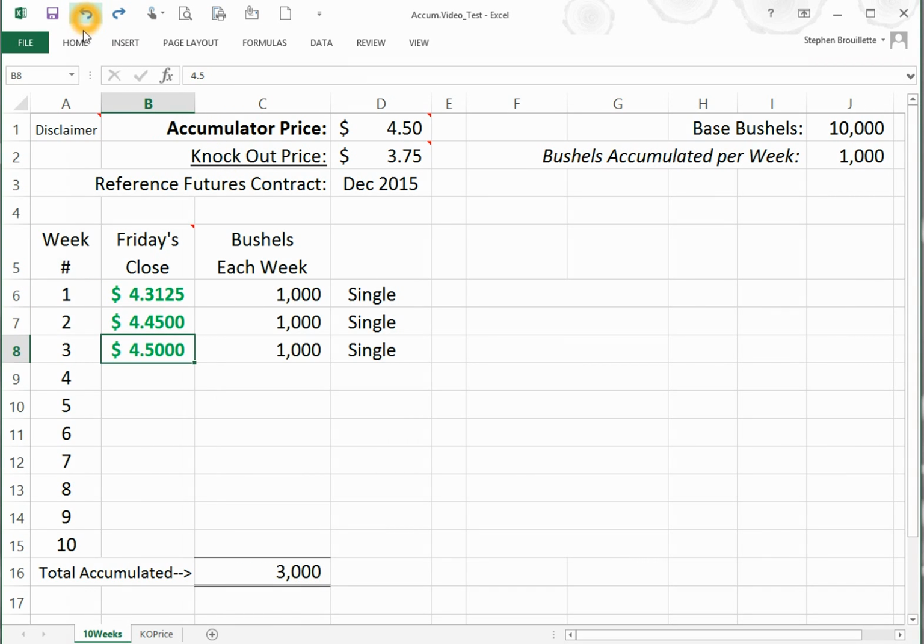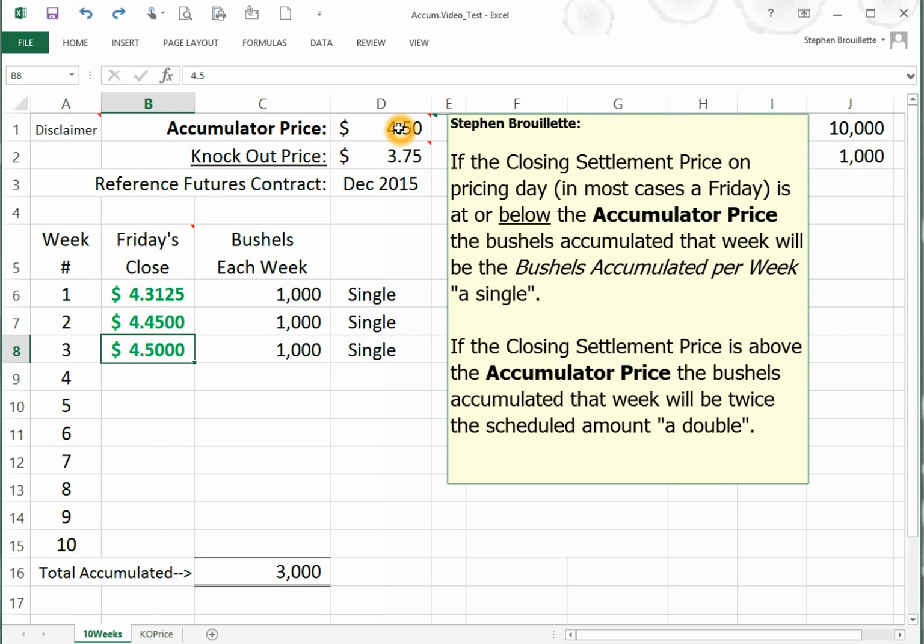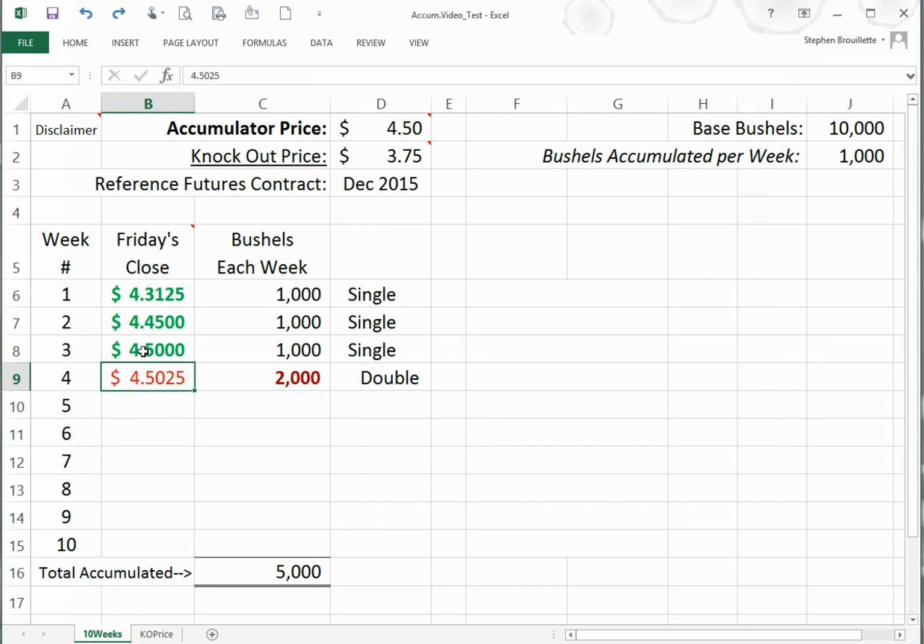Week number 3 closed at $4.50, but not above. It's at or below, just like it says right there in the comment, at or below. In the 4th week, what have we got? Oh, it closed just 1/4 cent above. Again, that's above. So 4.50 1/4 is above, so that week we will accumulate twice as many bushels, 2,000 bushel. That's what I call a double.